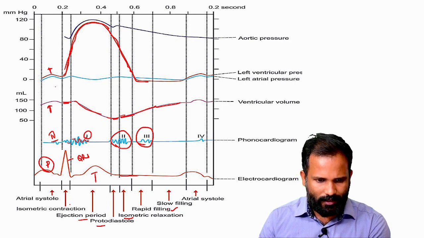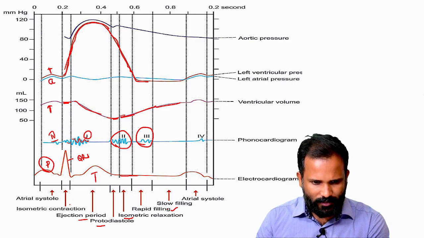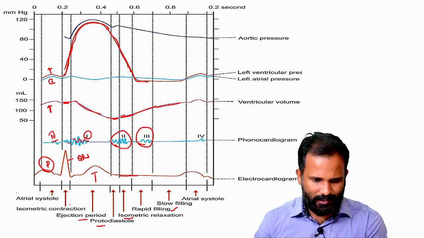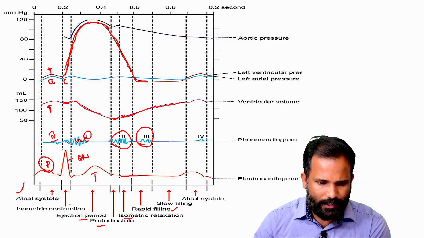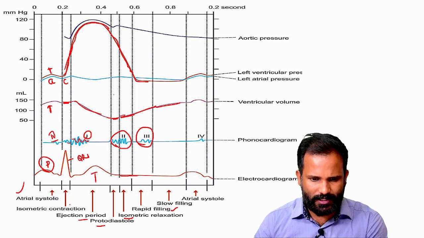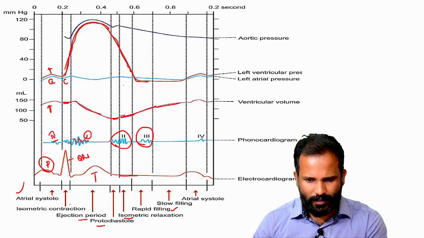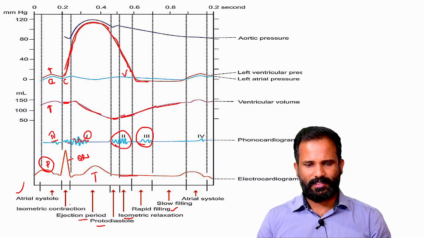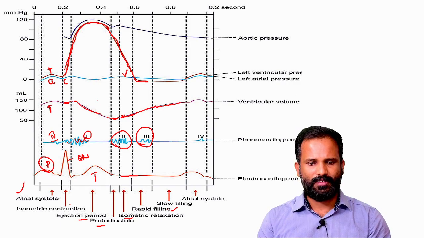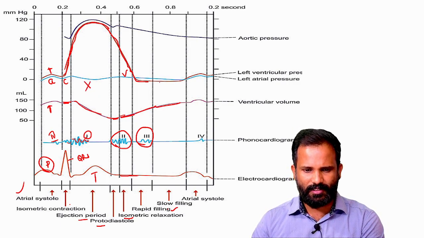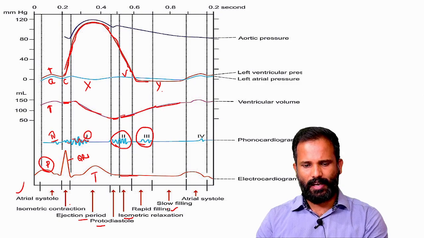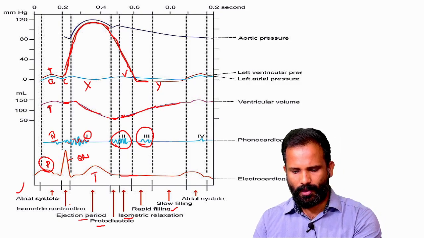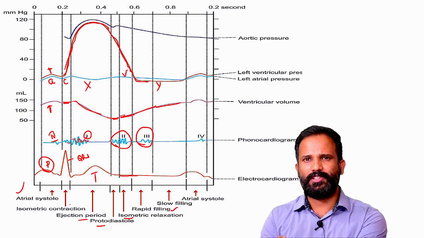And I didn't mention the JVP. So A wave in atrial systole, and C wave in isometric contraction, and V wave in isometric relaxation. So these are the phases, and X descent in ejection and Y descent in emptying. So these are the phases of the cardiac cycle.